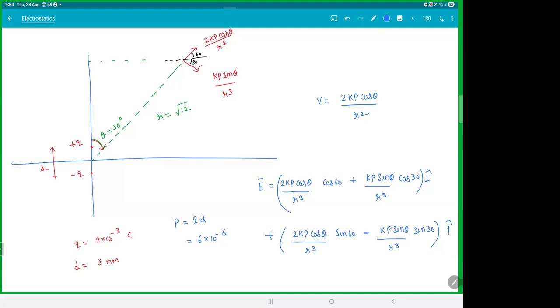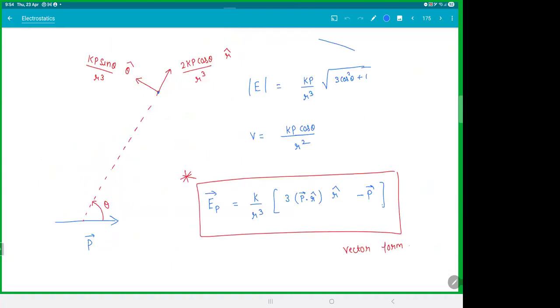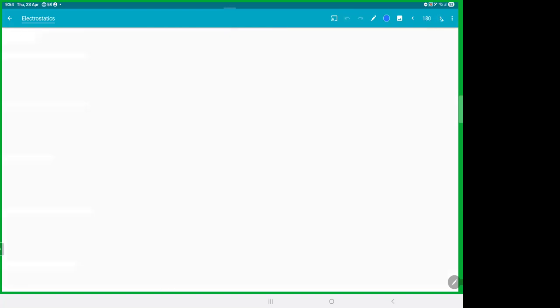Most people don't remember the formulas, so do remember this page clearly. If you can remember this main thing, it's sufficient. The field and the potential, you can handle most of the questions. Let's see one more.